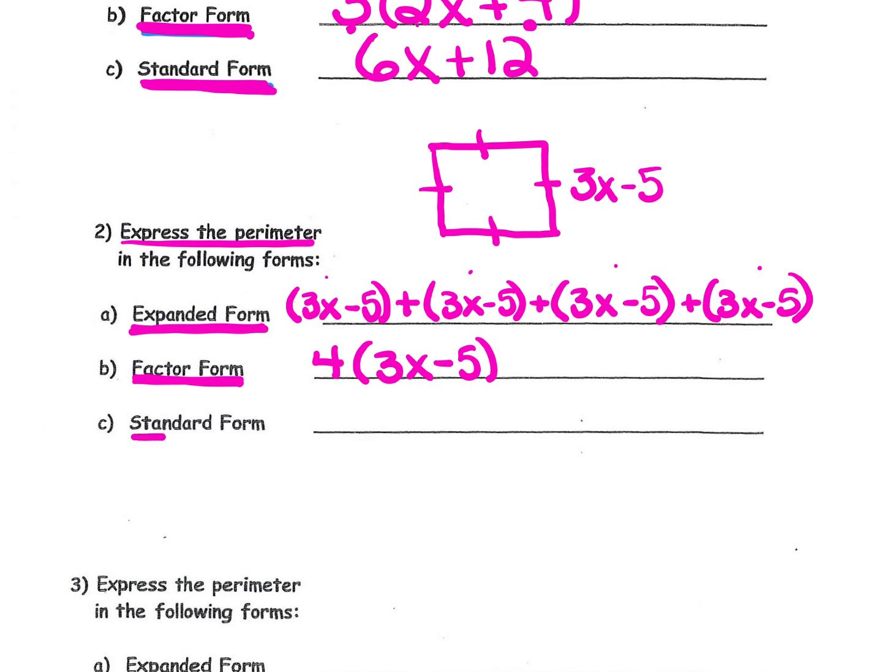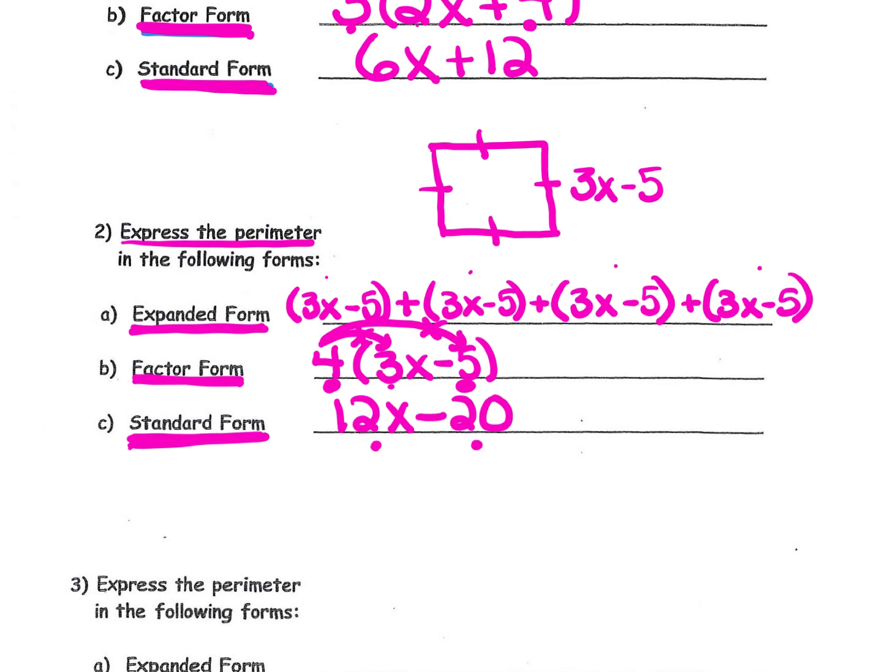And lastly, we can take factor form, multiply, and then write it in standard form. Let's distribute the 4. Using our arrows, we're going to multiply and quadruple each of those terms. 4 times 3x is 12x. 4 times negative 5 is a loss of 20, or minus 20. So in standard form, that perimeter is 12x minus 20.